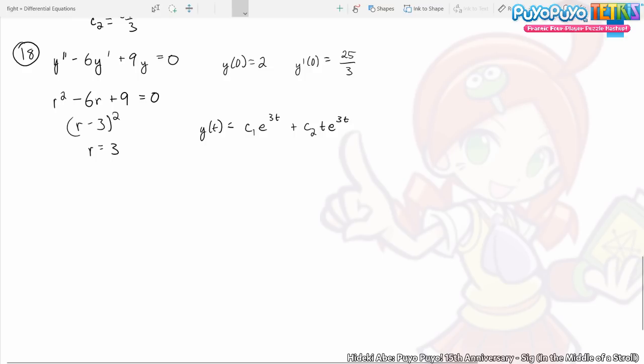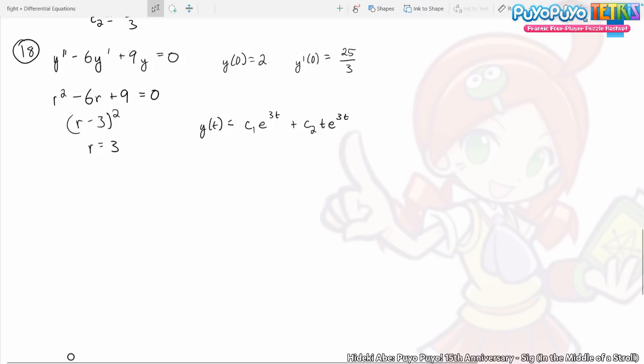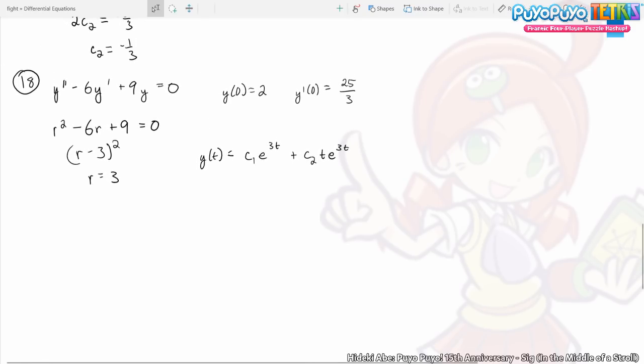So then for what? Oh. If the initial value for the general solution is 0, then that means c1, well, this t right here makes everything turn 0, so c1 equals 2. And then the derivative.